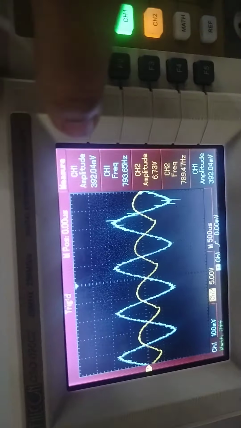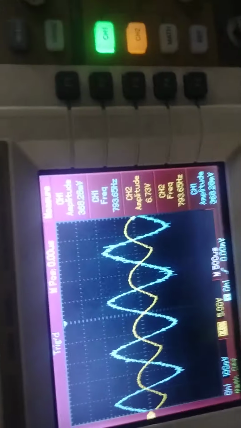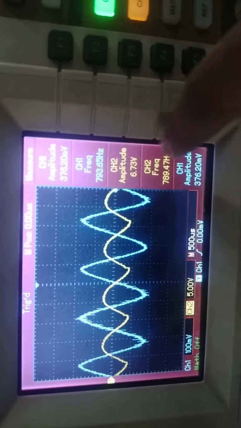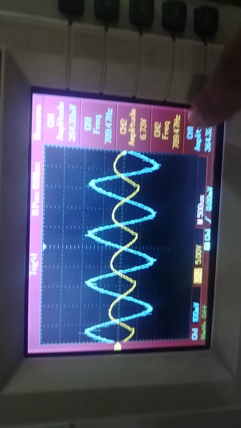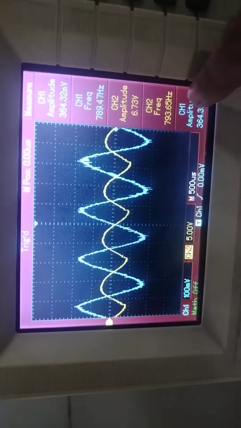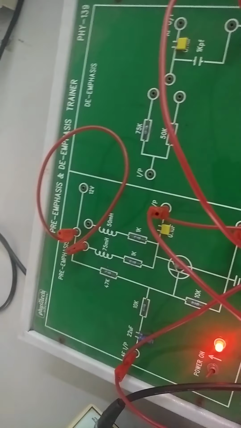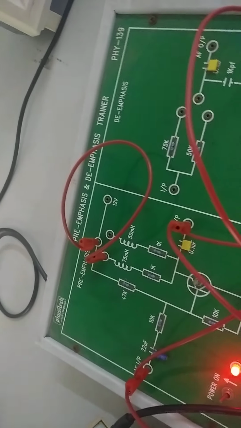In this row, on the digital storage oscilloscope, you have to select channel 1 amplitude, channel 1 frequency, channel 2 amplitude and channel 2 frequency. So if you select row-wise like this, you have to observe the procedure for the pre-emphasis circuit. First connect the trainer kit to the mains and switch on the mains.